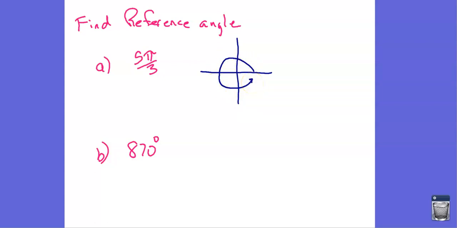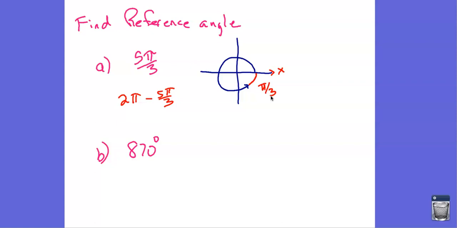So if we went 5 pi over 3, I went just a little too far. Notice that's 5 pi over 3, but notice what the reference angle is. The reference angle is what's left over, the shortest angle to the x-axis. You can easily find it by taking 2 pi minus this, and you're going to get pi over 3. The reference angle is just pi over 3.